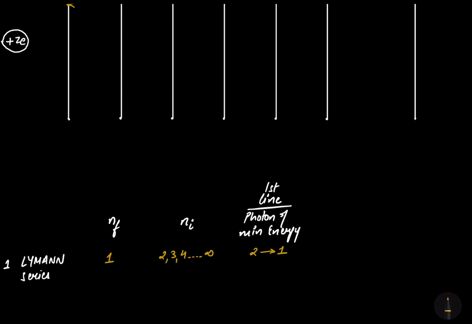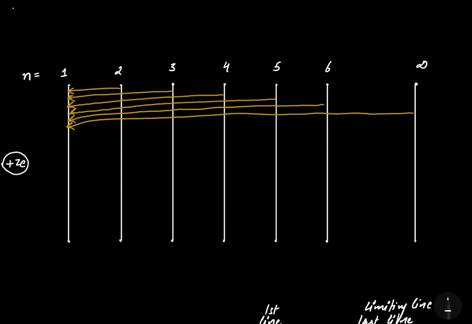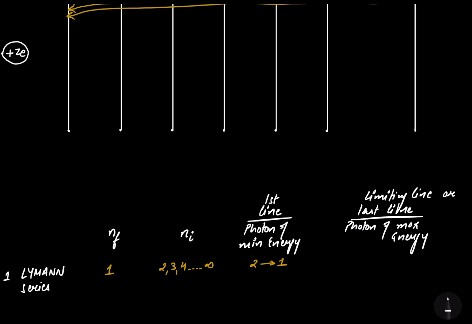So now let's talk about the limiting line or the last line. Now here I am writing limiting line, or more specifically the last line of Lyman series, or the photon of maximum energy that has been emitted during the transition to the first orbit in case of Lyman series. So the maximum energy gap, you can see the diagram, is from infinity to 1. So when the electron makes a transition from the infinity stationary state to the first stationary state, it will emit the photon of the maximum energy, and the line obtained during this transition will act as the last line for the Lyman series.